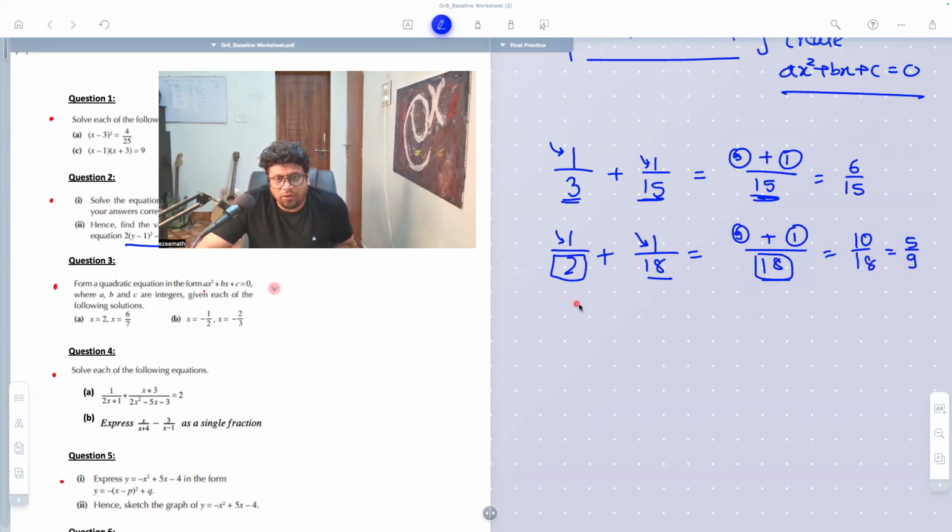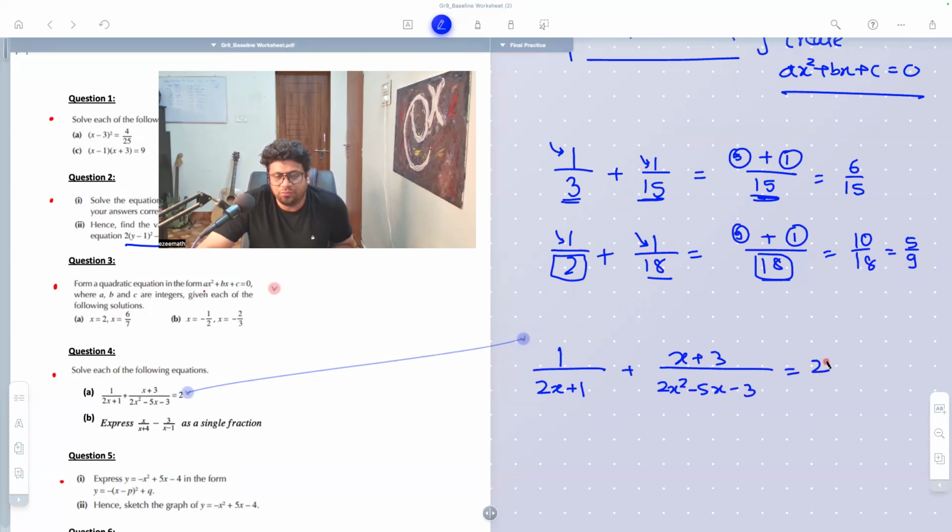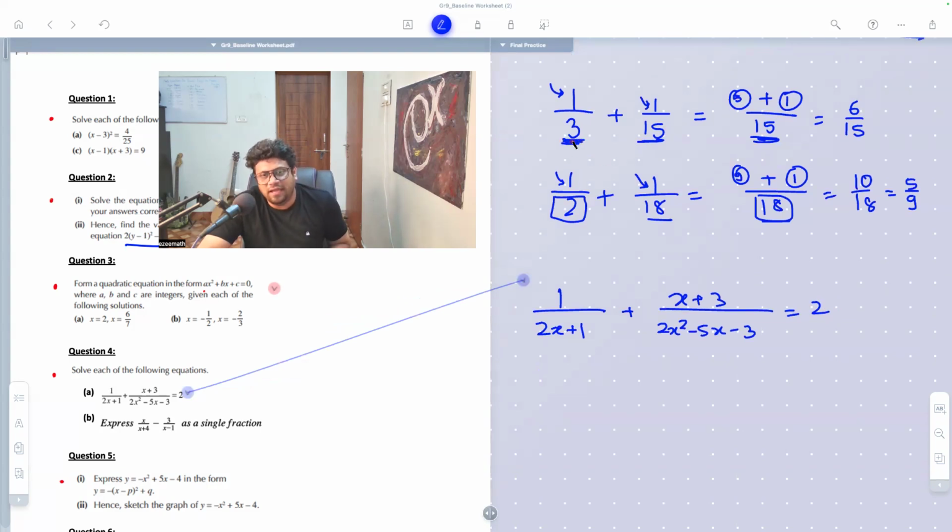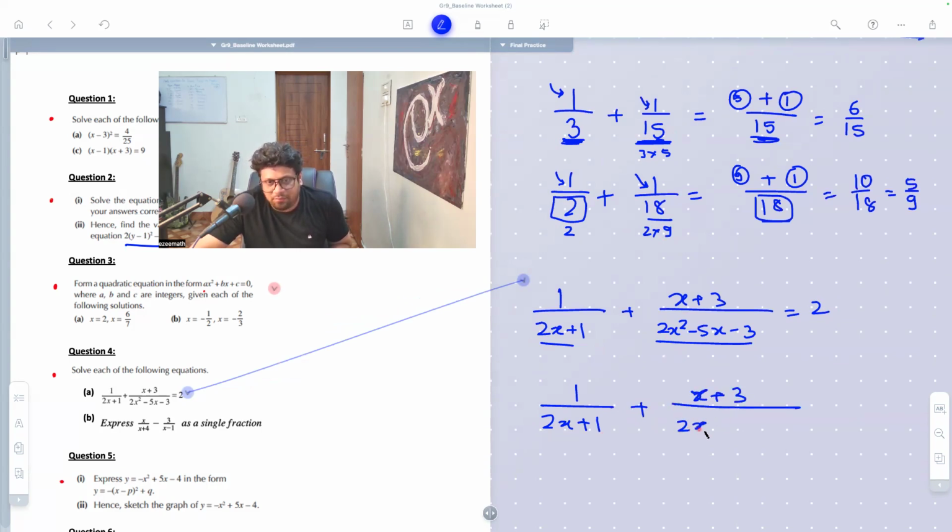Okay. Now, what I want to show here is 1 by 2x plus 1 and x plus 3 divided by 2x square minus 5x minus 3 equals 2. Well, just like you have a 3 and a 15, where 15 is a 3 multiplied by 5, you have a 2 and a 2 multiplied by 9. You have something similar happening between these two. 1 divided by 2x plus 1 plus x plus 3 divided by 2x plus 1 into x minus 3 is what it is if you pay attention.